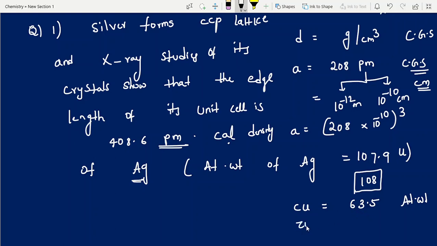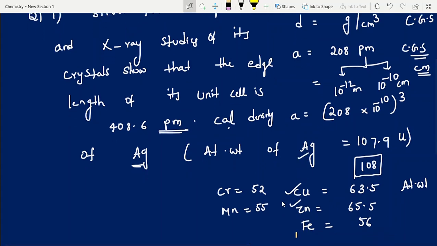Zn is 65.5. So they give density, Z information, Na, the Avogadro number, and edge length also, but finally you are going to find the mass of zinc. Without calculation also, if you have command of atomic weights, you can easily guess the answer. Next, iron is 56, students. Chromium 52. Next, manganese 58. Frequently asked: copper, zinc and silver. Okay, now I will do this question.